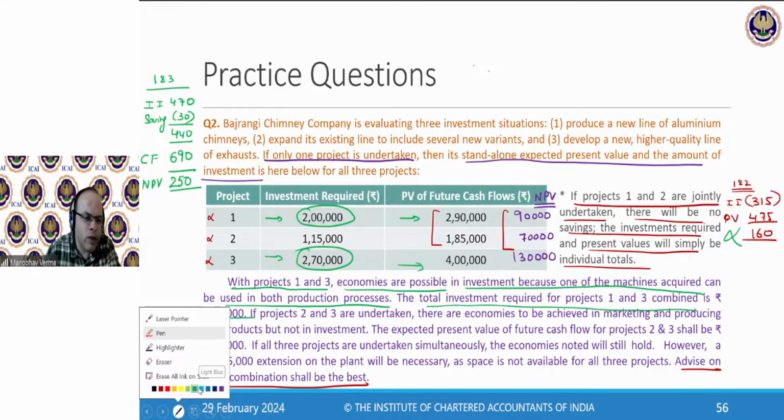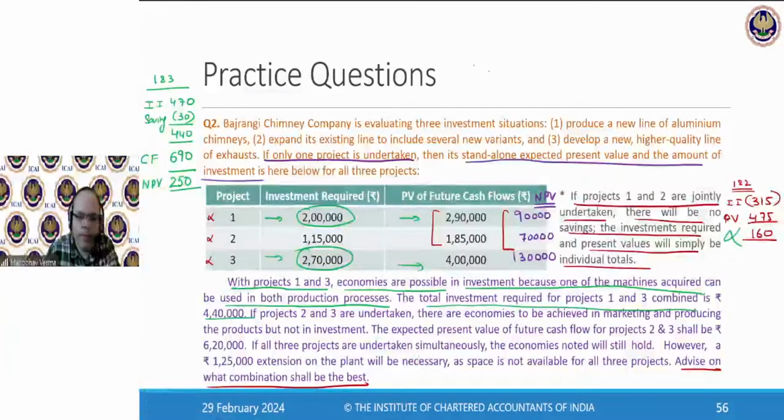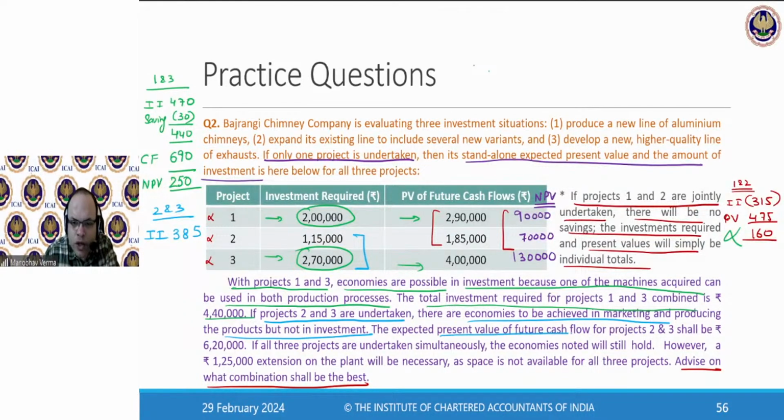In the other parts, we are talking about if projects 2 and 3 are undertaken, there are economies in marketing and producing products, but not in the investment. Wow. So if we say 2 and 3, initial investment is the same, 115 plus 270, which is 385. Expected present value of the cash flows shall be rupees 6,20,000. So how much am I getting?